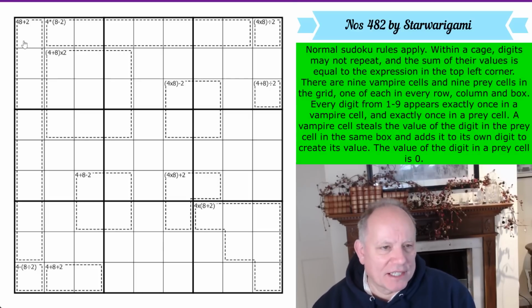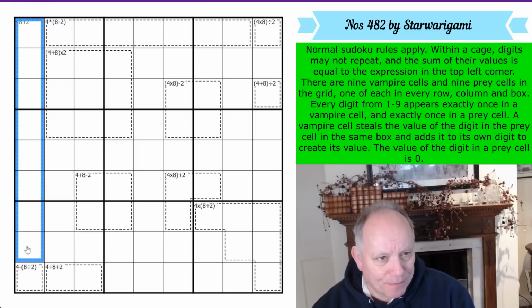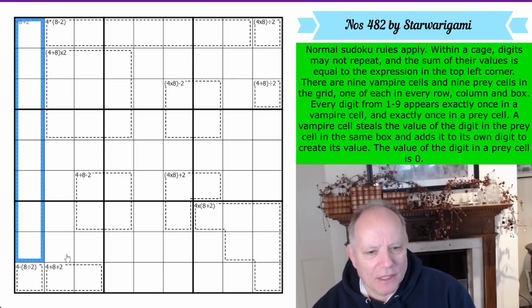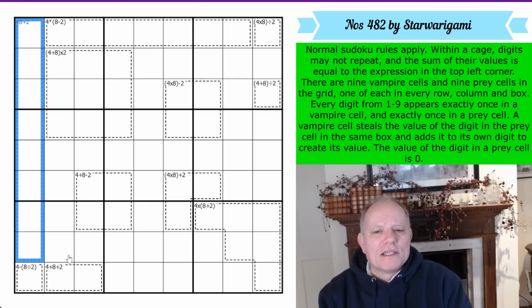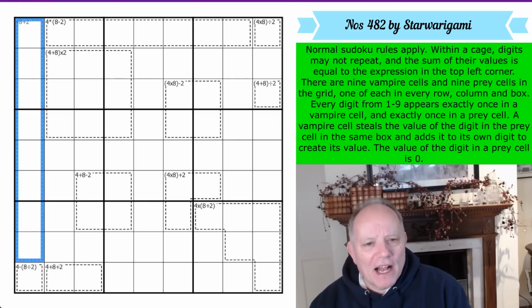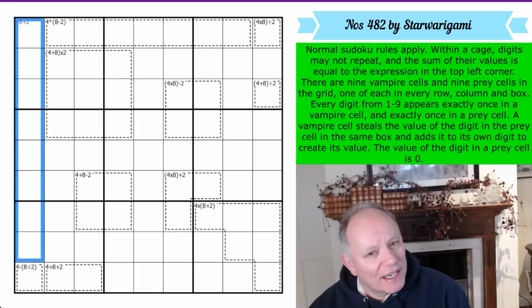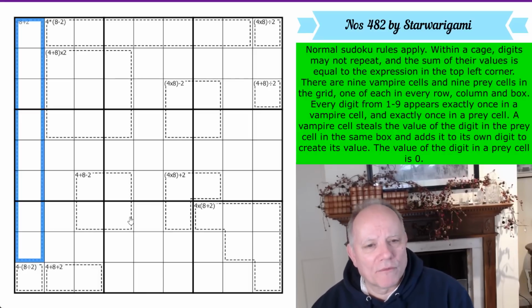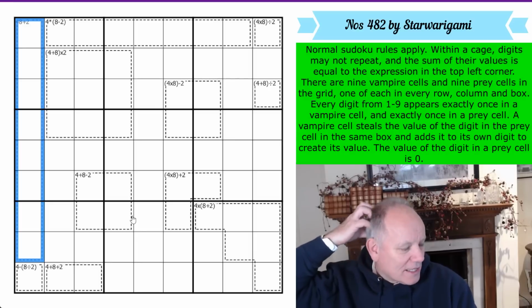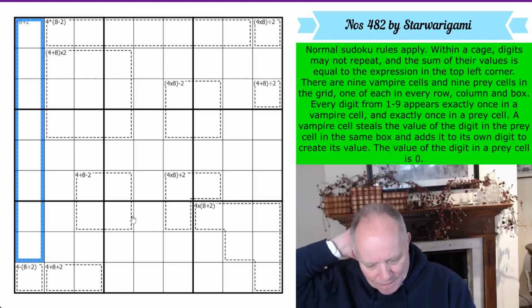At least the maths is easy. 48 plus 2 is 50. So, shock horror, there's a vampire cell in this group of cells. We know, I hope you know, that the total of all the digits in a row or column or box is equal to 45. And this is going to be important somehow. But the value of those things is not necessarily going to be the same.